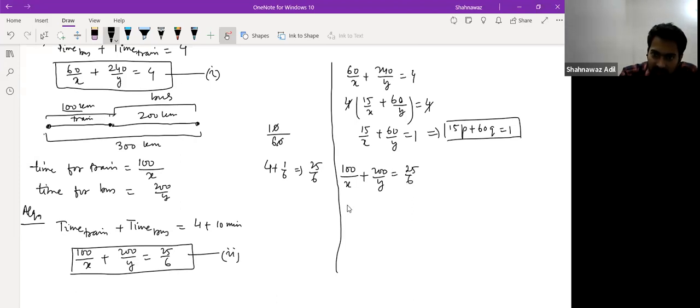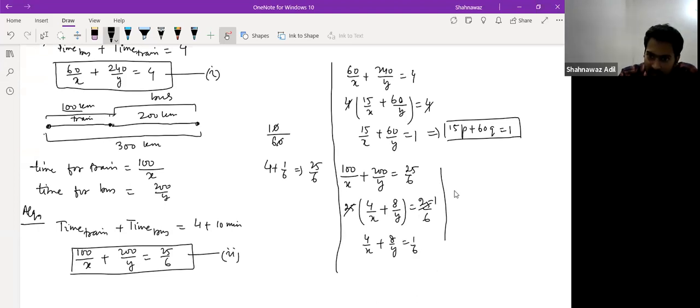From the other equation, 100 by X plus 200 by Y is 25 by 6. If we take 25 common, this is 4 by X plus 8 by Y, and 25 cancels, so 4 by X plus 8 by Y is 1 by 6. So we have 4P plus 8Q is 1 by 6, and 15P plus 60Q is 1.